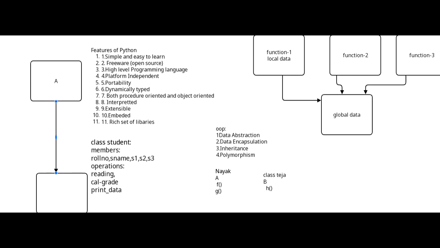What is inheritance? Deriving a new class from an existing class is known as inheritance. The old class is called the superclass. The new class is called the subclass. So object-oriented programming has a feature called inheritance. Is it clear or not? Yes, sir. Okay.